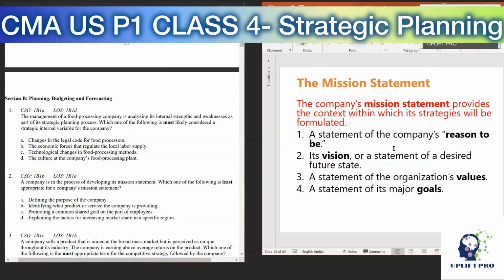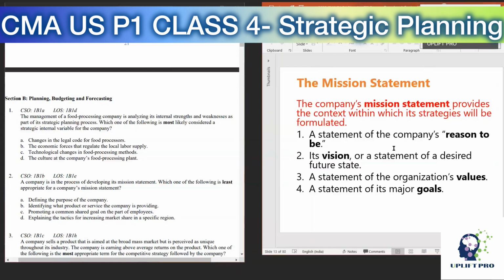Explaining the tactics for increasing market share in a specific region is more operational. Okay. So you should be able to put where these points fall under what categories. Then only you will be able to answer your questions. Sometimes it is easy. In this case, it is very clear. Sometimes your answers will be so close that if you're not able to put them in the right bucket, you will not be able to answer the question. You need to be able to understand that.